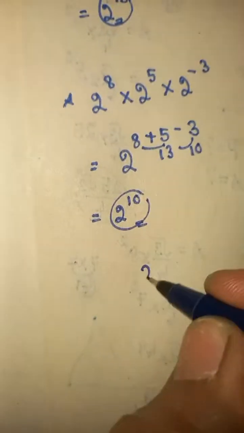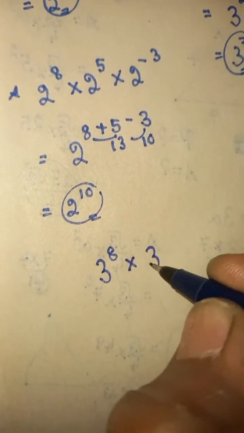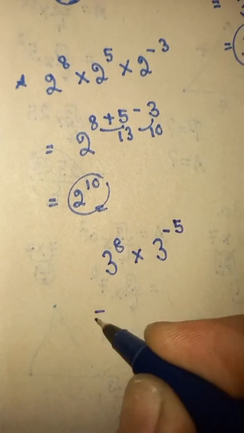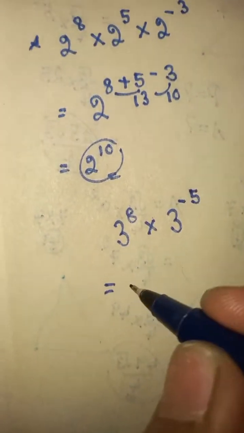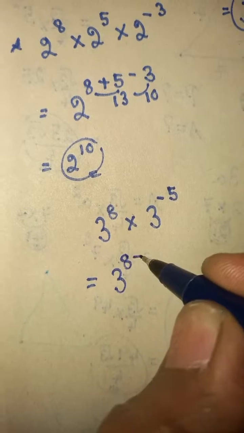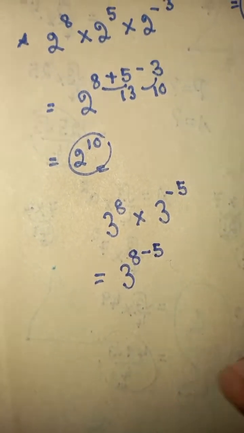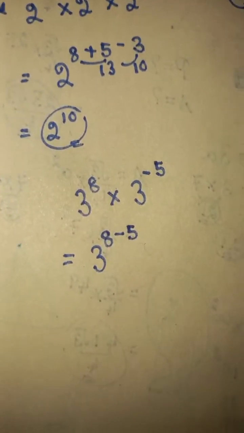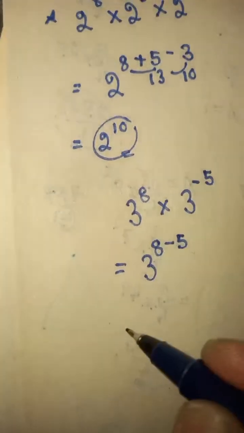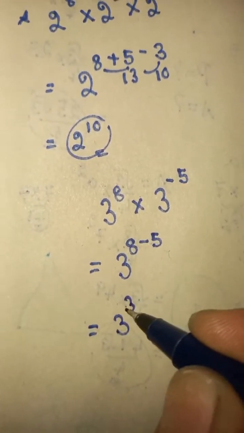Let's take one more problem. 3 power of 8 times 3 power of minus 5. Here also, take 3 as the common base and add up the powers. 8 minus 5. Adding means not changing the symbol. Here you get 8 minus 5 is 3. So this becomes 3 cube.